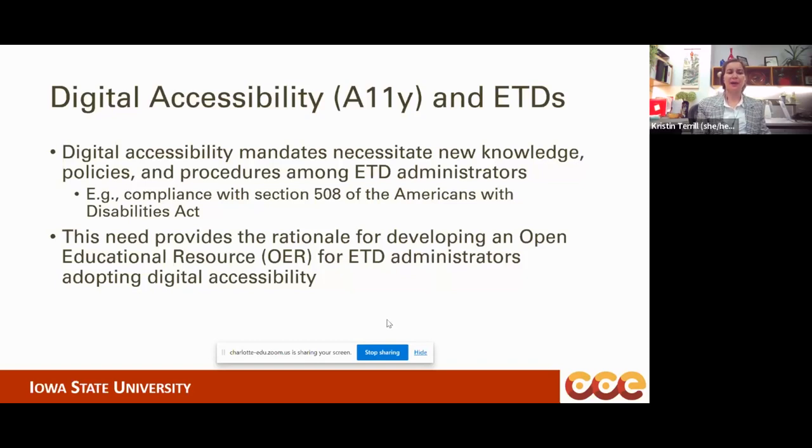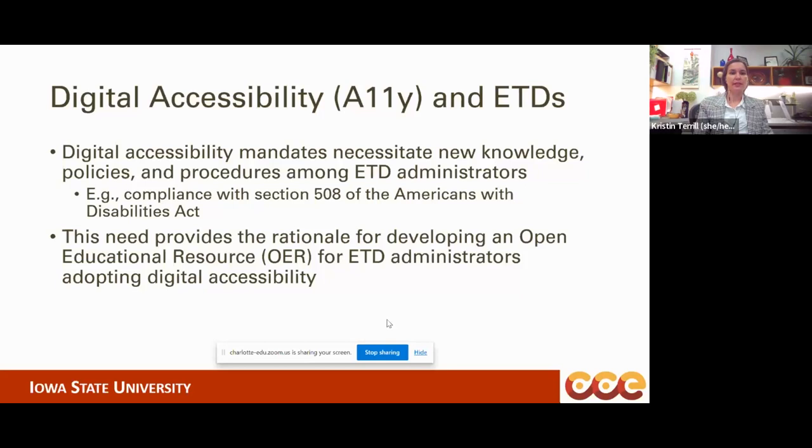I hope that most of the people listening right now went to the session this morning, which was so incredible, to have so many people learning about implementing digital accessibility features in Microsoft Word and Adobe. Ultimately that is what these digital accessibility mandates do: they necessitate that we get new knowledge. They necessitate that we implement new policies and establish procedures as electronic thesis and dissertation administrators.